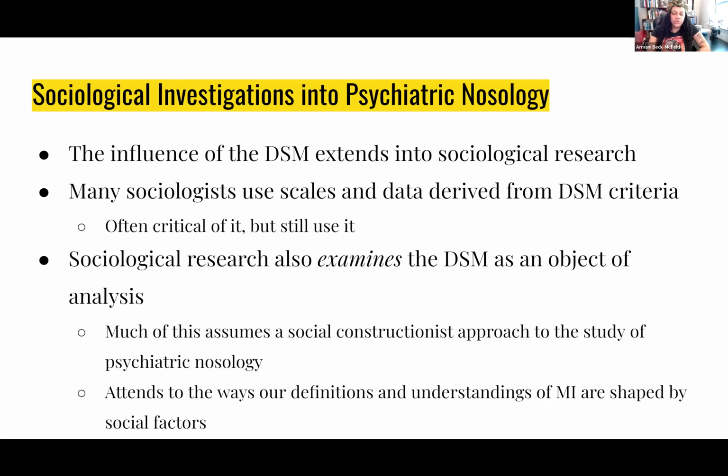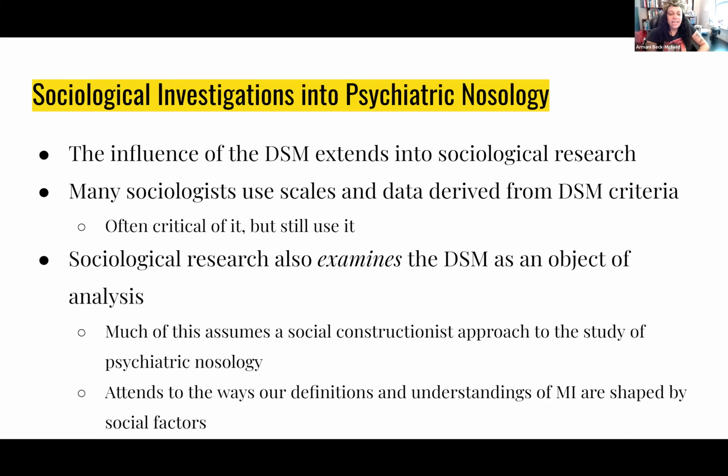Many sociologists do use scales from the DSM, but they're typically critical of it, although they still do use it. The DSM is typically not taken at face value, but is used as an object of analysis. So much sociological research assumes a social constructionist approach to psychiatric nosology, which means that we as society create the disorders, we create the norms around appropriate behavior, and the way that we understand mental illness is really socially constructed.